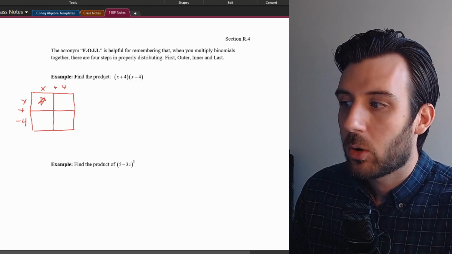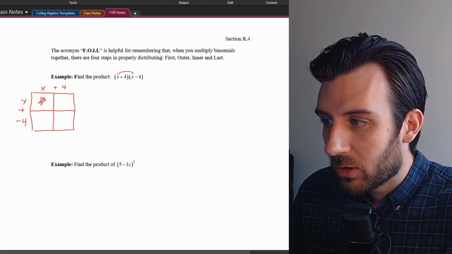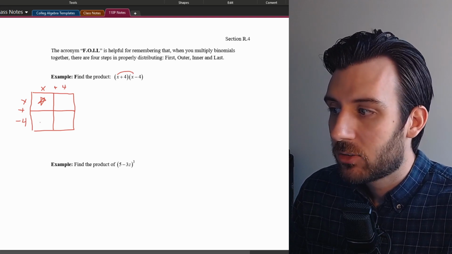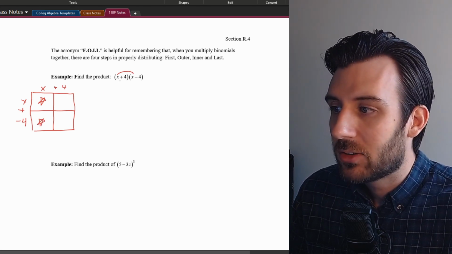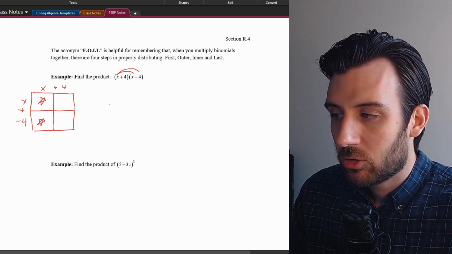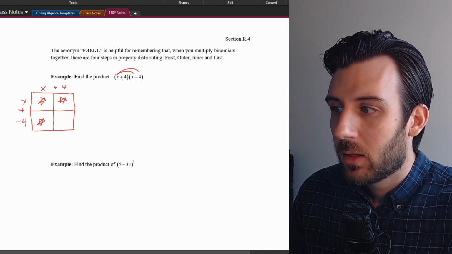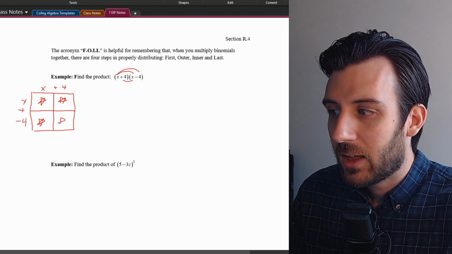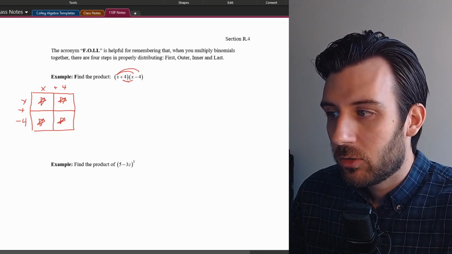So in the first box, it's always going to be the first two terms that affect each other. In the next box, this one maybe we look at down here, it's going to be these two that are affecting each other. In this box here, it's going to be these two that are affecting each other. And lastly, we're going to have this box, which is these two affecting each other.